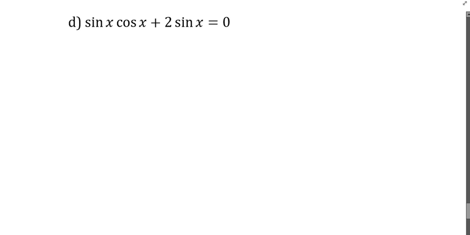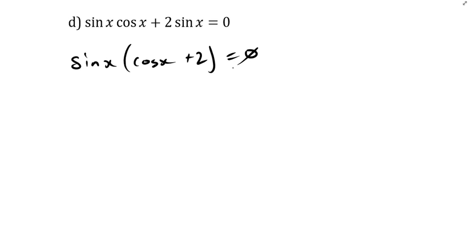And part of that is when you're good enough to abstractly notice that sine x is like an A, cos x is like a B, and just think of it that way. And then you notice that this one has a common factor in it. So I can do sine x, and then it's cos x plus 2 equals 0. And it turns out it's pretty easy to solve. But if you didn't notice that, I don't know what else you could possibly do.